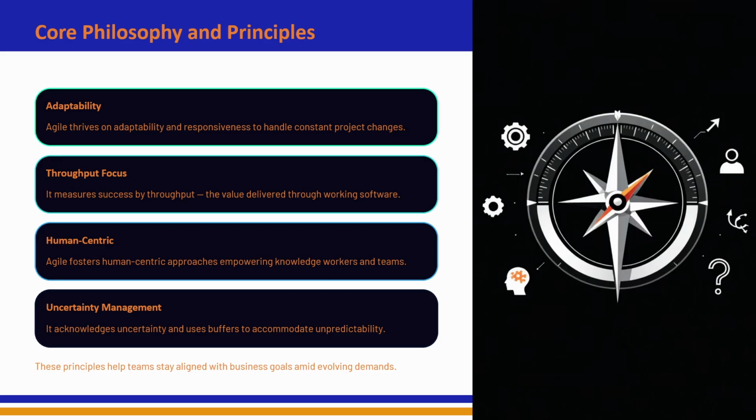Uncertainty management. It acknowledges uncertainty and uses buffers to accommodate unpredictability. Agile understands that projects always have uncertainties like sudden changes, unexpected bugs, or delays. Instead of avoiding these issues, Agile manages them by working in short cycles and keeping some buffer time to handle them smoothly. So these principles help teams stay aligned with the business goal amid evolving demands.